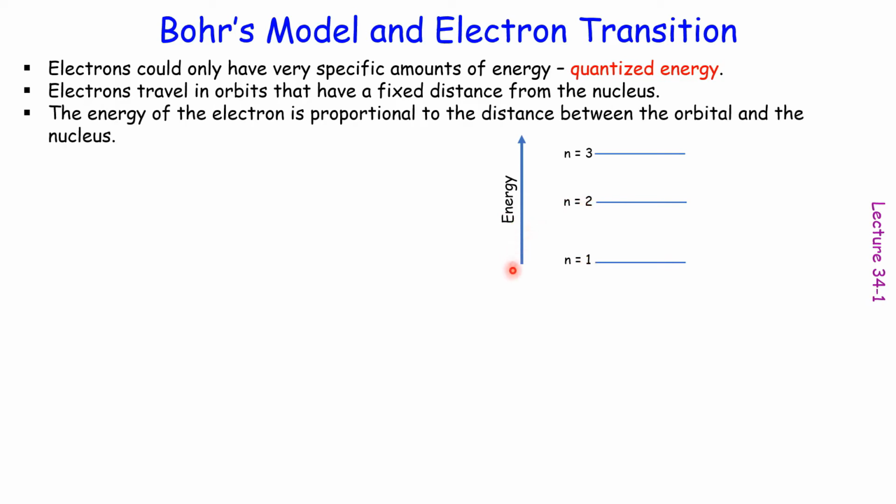The energy of electrons is proportional to the distance between the orbitals and the nucleus. So the lower the n, the lower the energy.